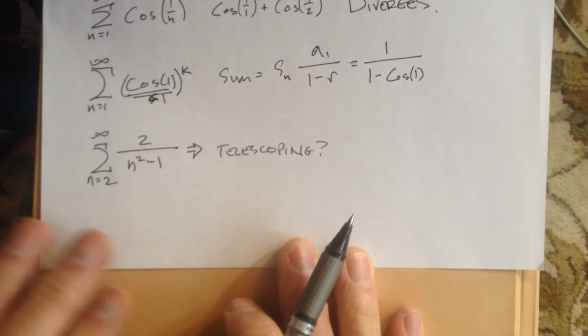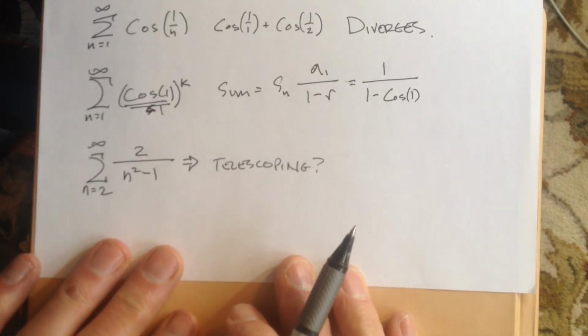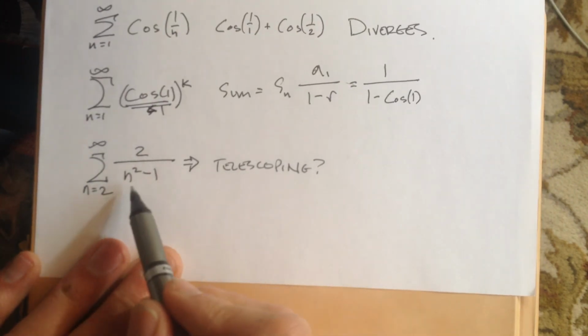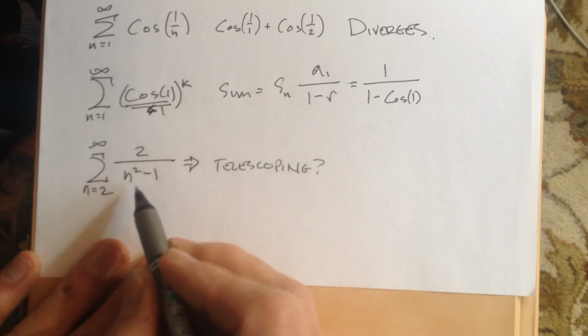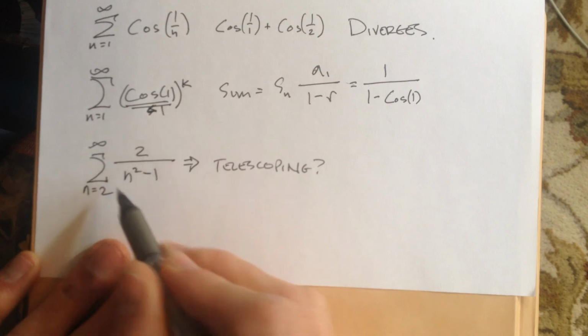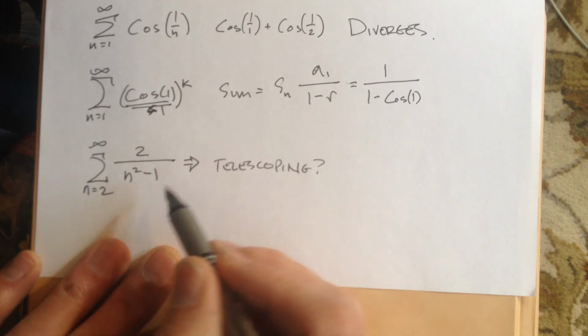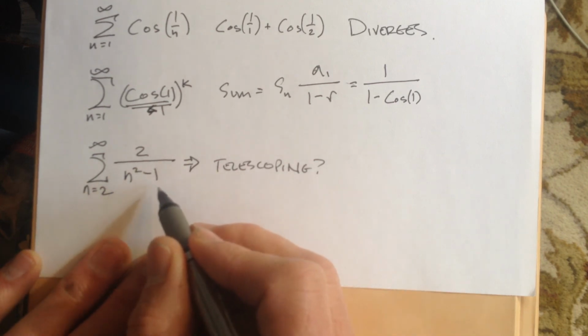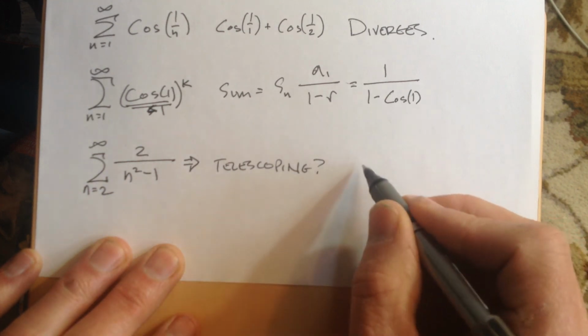Alright, then this last one is interesting. It's asking us to see if this can be written in a telescoping form. This is what's called a figurate pattern, it's a quadratic, and we can try to do these if we can break this down into partial sums. This one does break down.